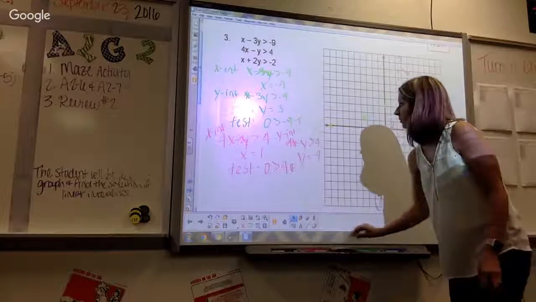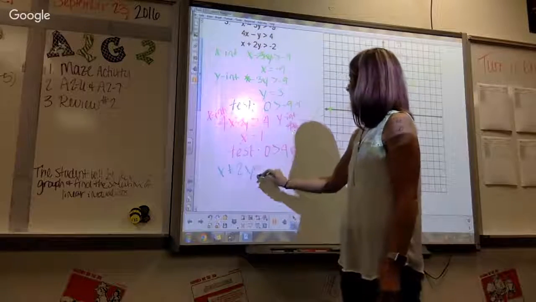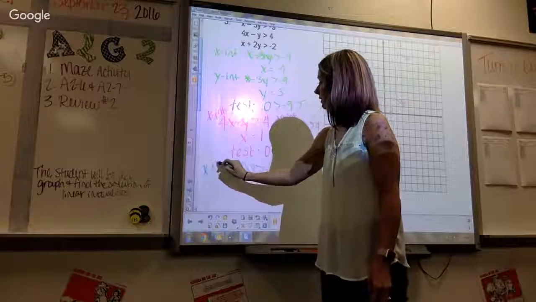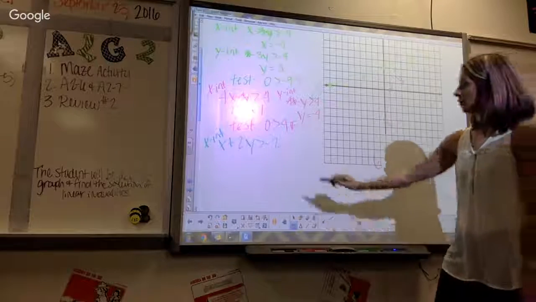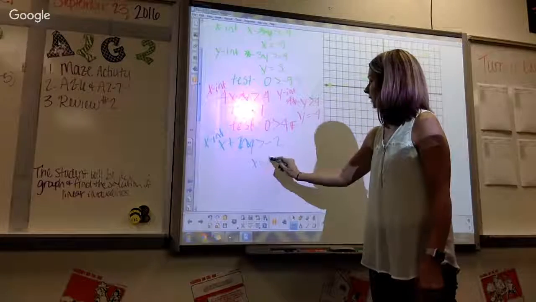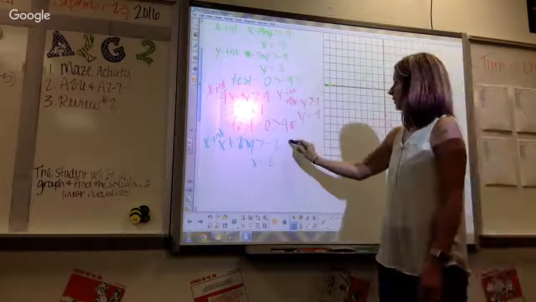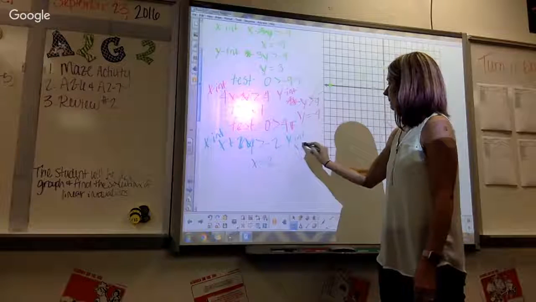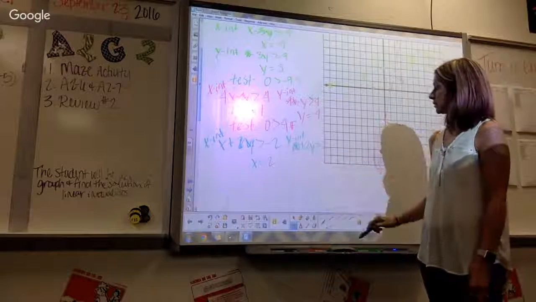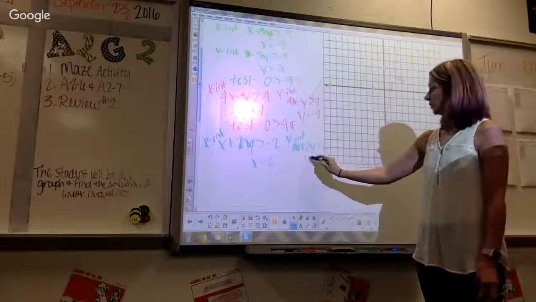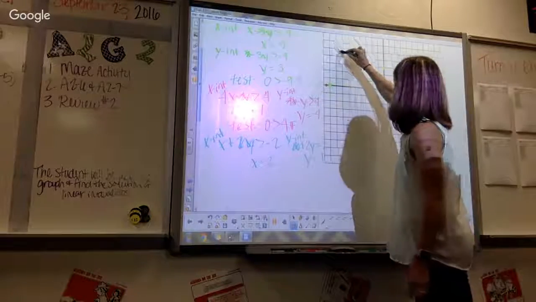All right, and then the last one, we have x plus 2y is greater than negative 2. We're going to find the x-intercept. Cover up y, so your x-intercept would be negative 2. And then to find your y-intercept, we cover up x, because x is 0 when we have a y-intercept. And then when you divide, you get y equals negative 1. And it's not equal to in your inequality, so it's dotted.